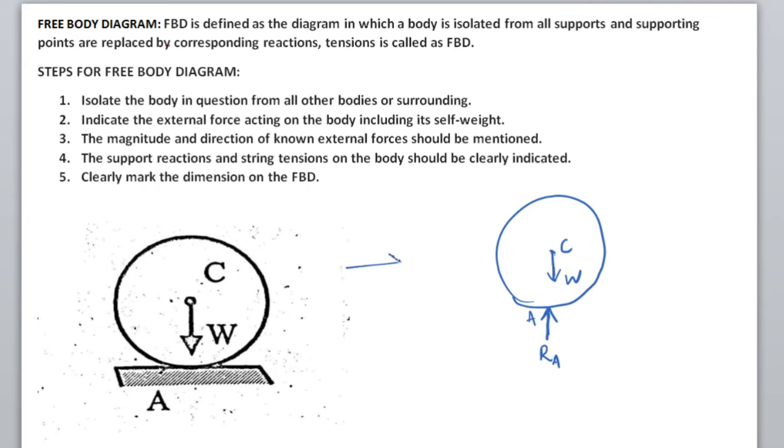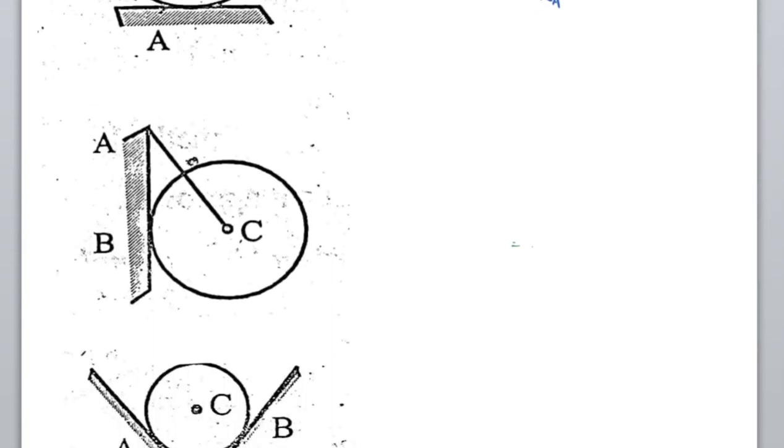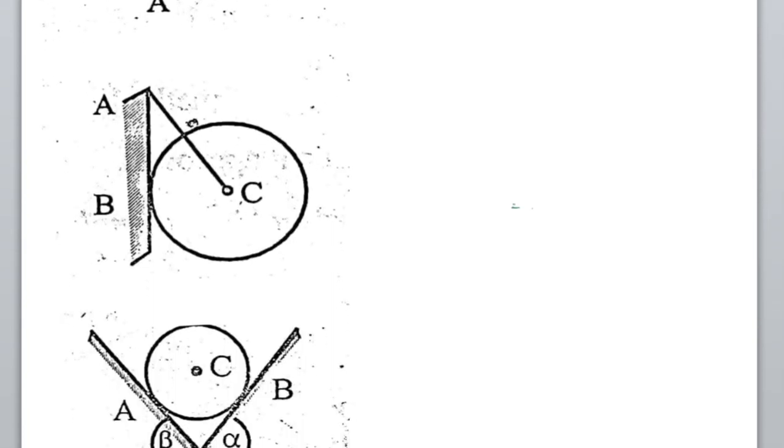So let us go to the next question where we will draw a second free body diagram which is a bit more difficult than that. A body is hanging from a wall and is getting supported at point B. So let us draw it. First step, isolate the body from all supports. The body is being isolated from all supports.